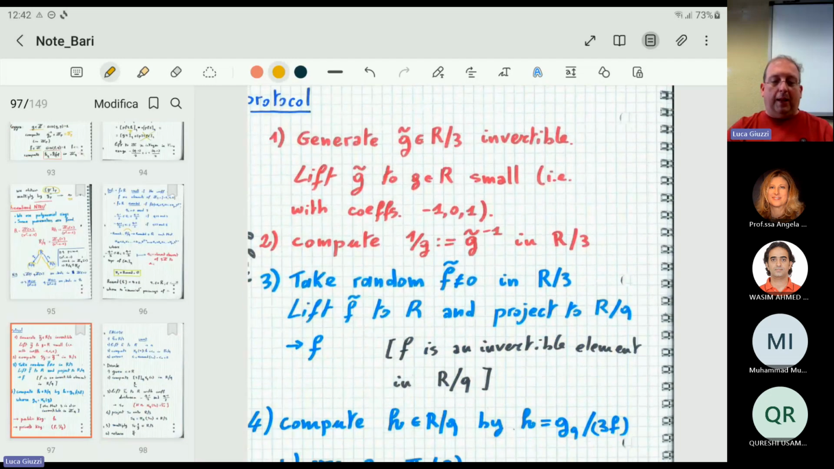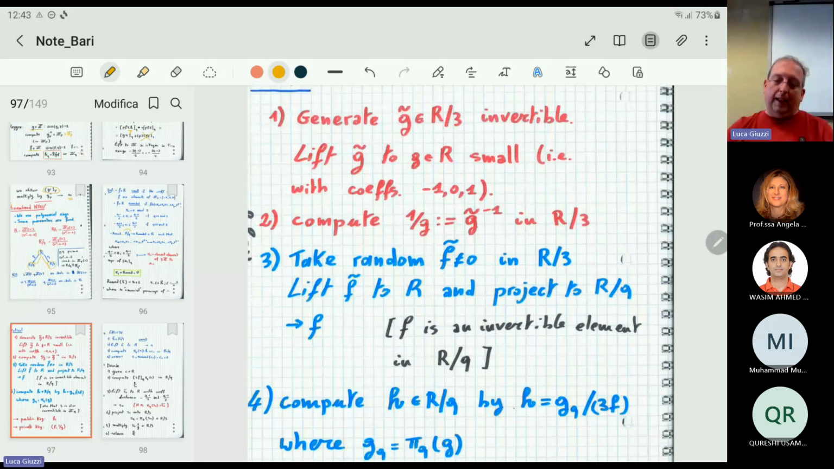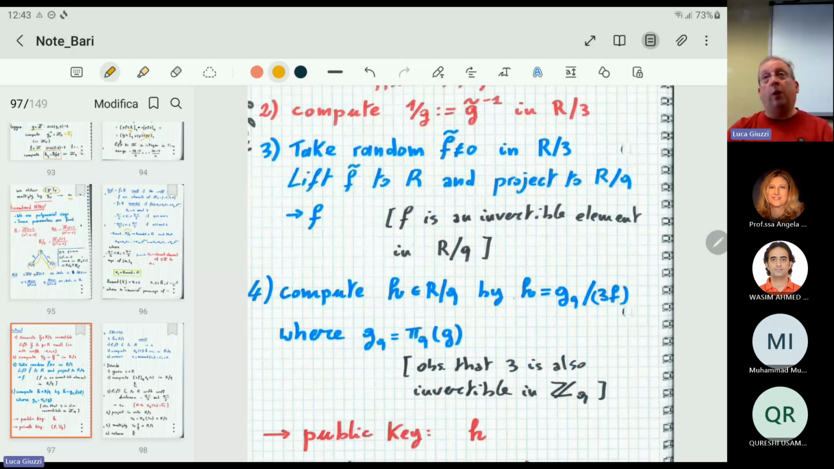Protocol. We take a polynomial in R over 3 which is invertible. We lift it to R, and we compute its inverse in R over 3, exactly as we were doing before with Z_p. It's exactly the same setup. Then we take a random f tilde in R_3, we lift it to R, and we project it to R over Q. And this is what we were doing before when we were working over Z_q.